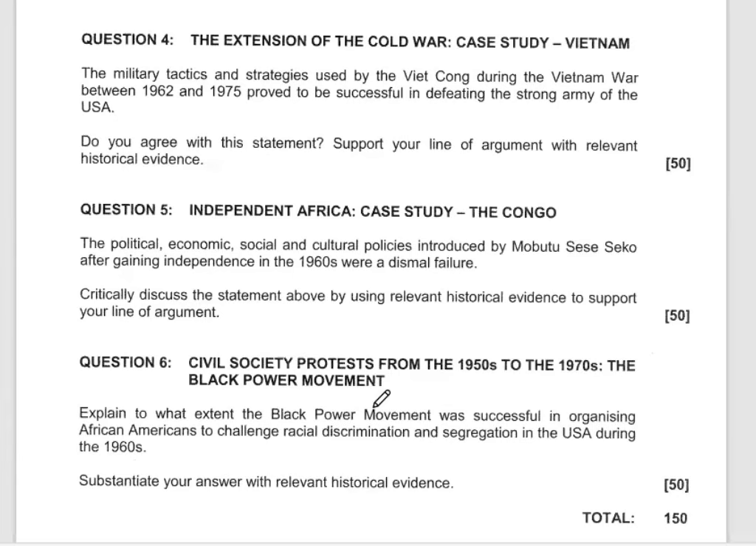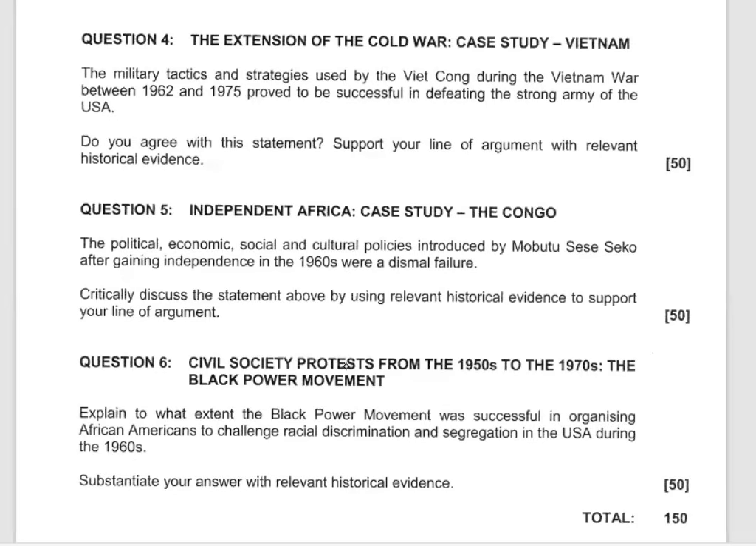Question number 4, the case study on Vietnam. The military tactics and strategies used by the Viet Cong during the Vietnam War between 1962 and 1975 proved to be successful in defeating the strong army of the USA. Do you agree with this statement? Support your line of argument with relevant historical evidence.